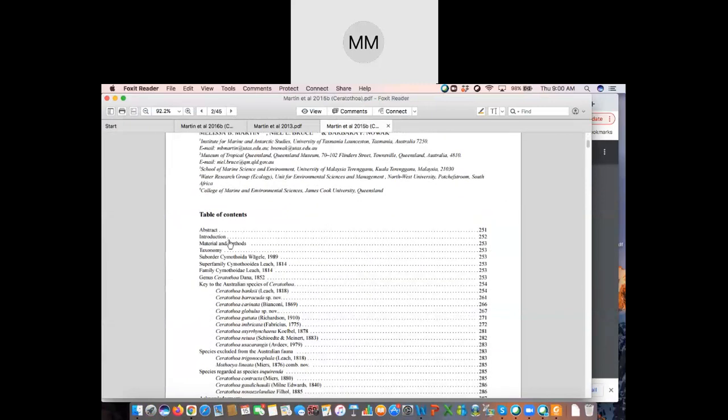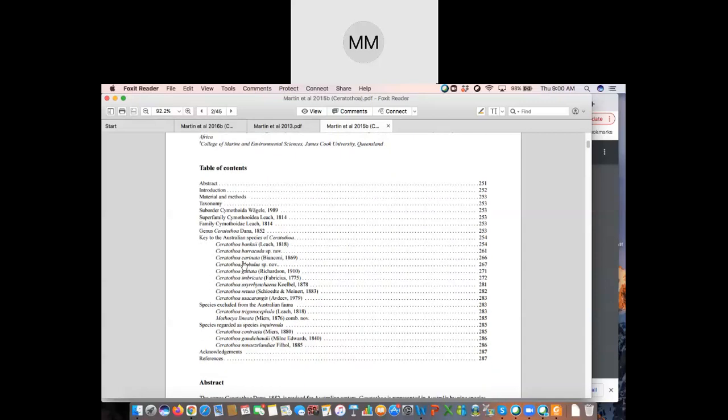If you notice, your typical paper still has the abstract. It still has introduction. It still has material and methods. But really what comes is this part. So this part is your results and discussion. Your keys, your material examined, your diagnosis, your description, it all comes under results and discussion.